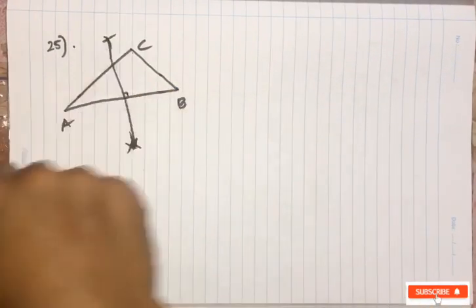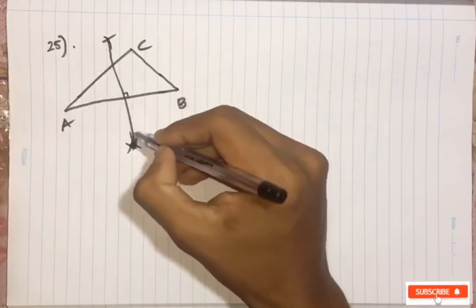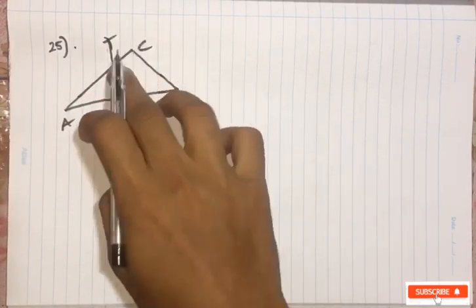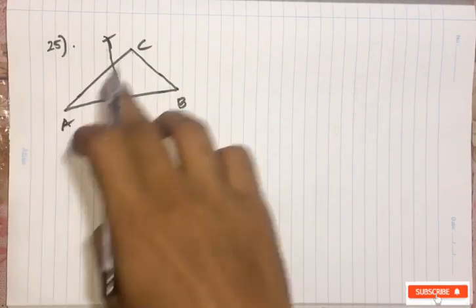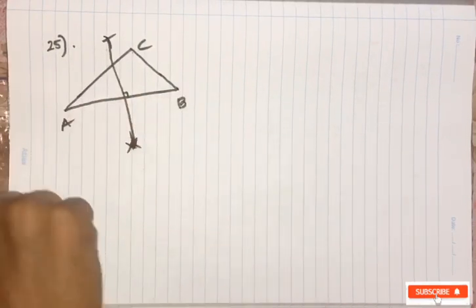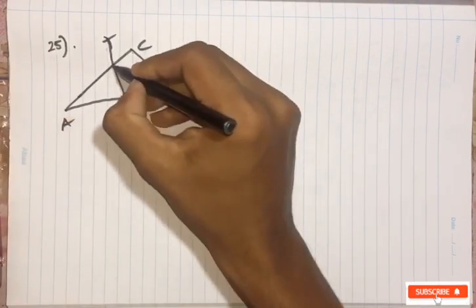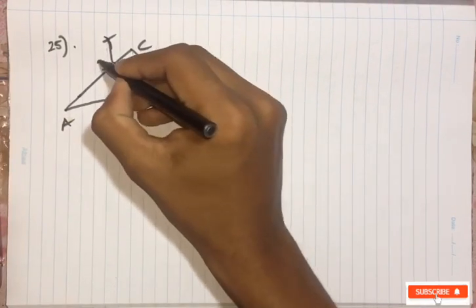Now any point you take on this line is equidistant to A and B. Now the point should lie on AC. Therefore, take this point as D.